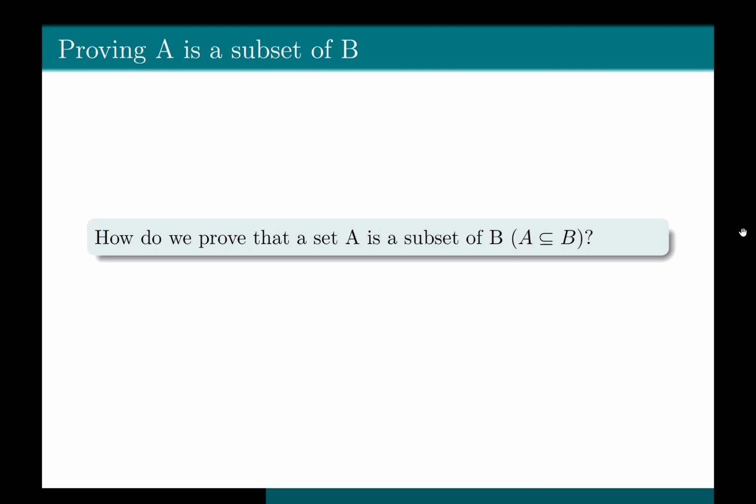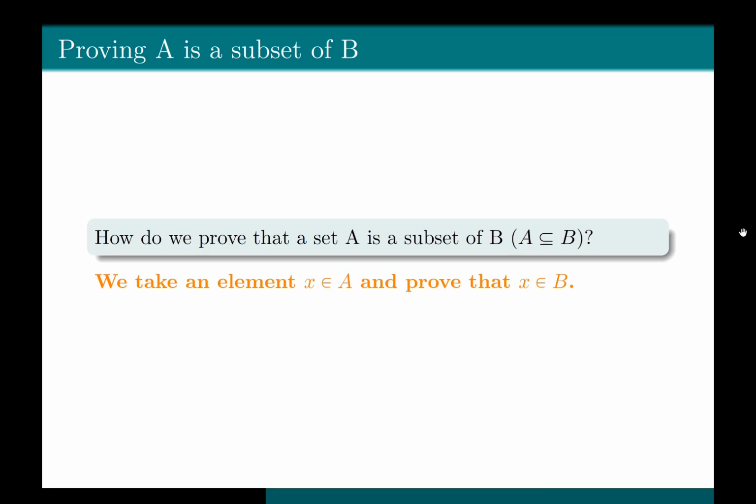How do we prove that a set A is a subset of B? So we start by taking an element x in A, and then we prove that x belongs to B. If we are successfully able to prove this, then we say that A is a subset of B. So we take a random element in A and we prove that it is in B.